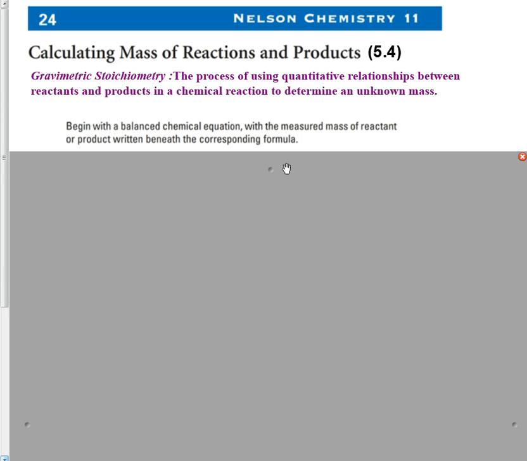We need to begin with the balanced chemical equation. We need to begin with the measured mass of a reactant or product, and at some point we would probably need to also know which of the two or more reactants are the limiting reagent and the excess reagent.